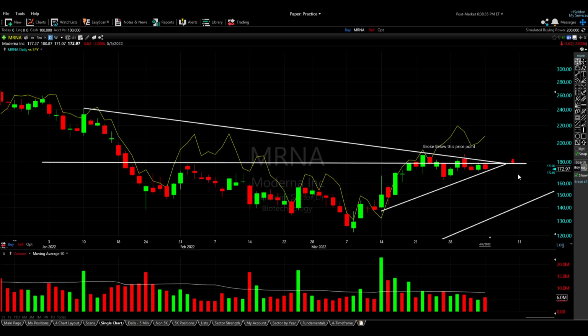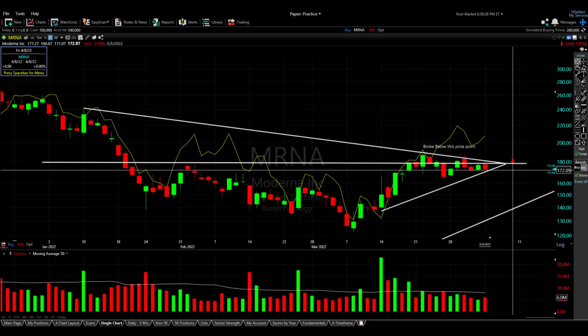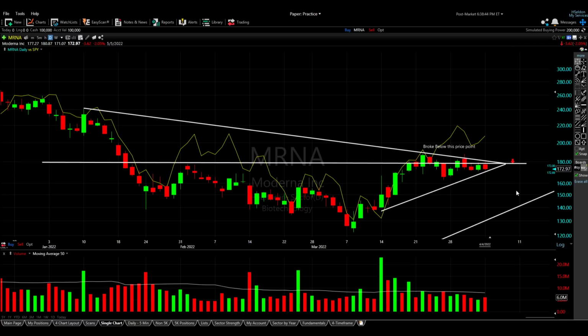But I also have a very clear line in the sand once again. If Moderna cannot get through this point here of around 170, 150, then I would know to close the trade. Right? Okay. We also would know, just like with Tesla today, this stock would need to have relative weakness. Today, to break down below this line, it has relative weakness. Tesla had relative strength.